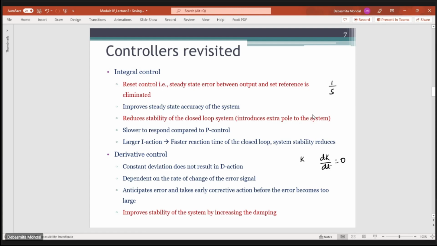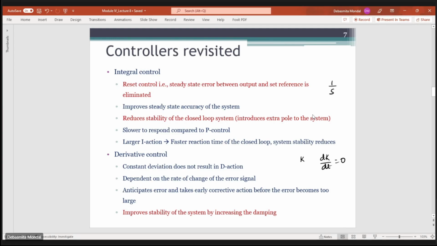So you can say that if you have a constant error in your system, then derivative control will not work, because the derivative of a constant is equal to 0, and the output of the controller will also be equal to 0. So it will not generate any control signal. But if your error signal is changing with time, then depending on the rate of change of that error signal, this derivative control can take over.